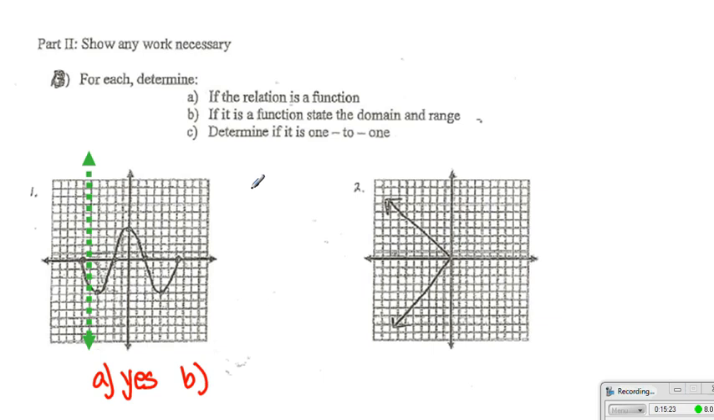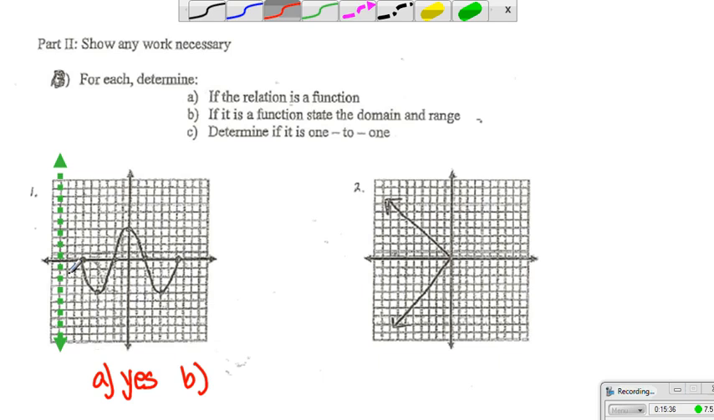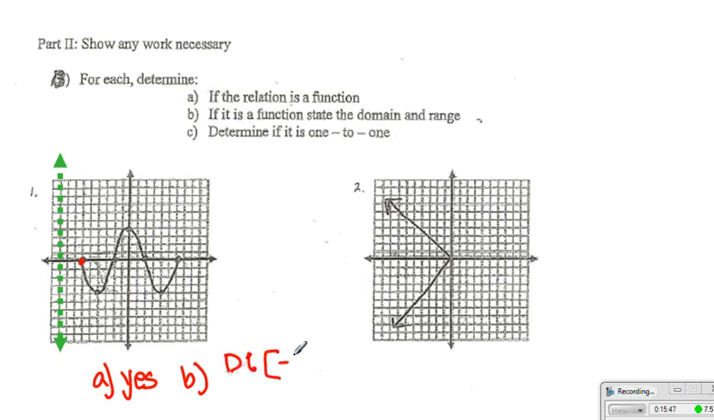How about B? Domain and range. Domain is the x value. Now, assuming that x values are here, 1 unit square, I'm going to assume that this is 1, 2, 3, 4, 5, 6. Domain goes from -6 to +6, with outer brackets. Range goes as low as right here, which is -4, and as high as 4.